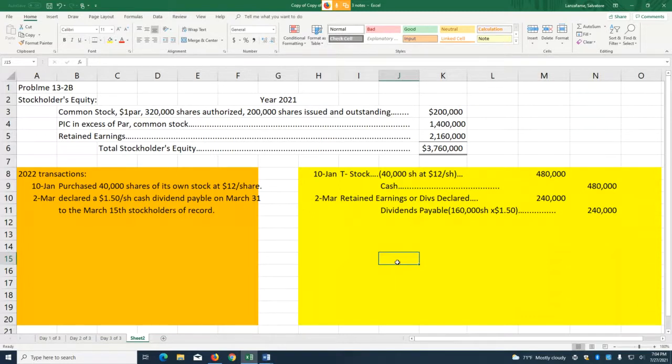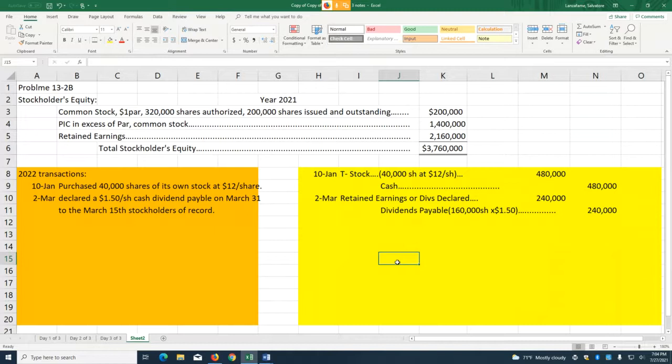So in this entry, I will either accept you debiting retained earnings, or you could debit dividends to credit. Your call. I'm just putting both of the two acceptable debits you can use.